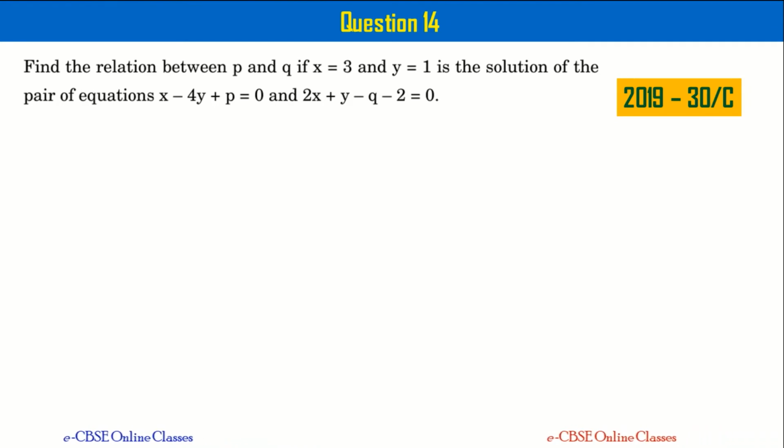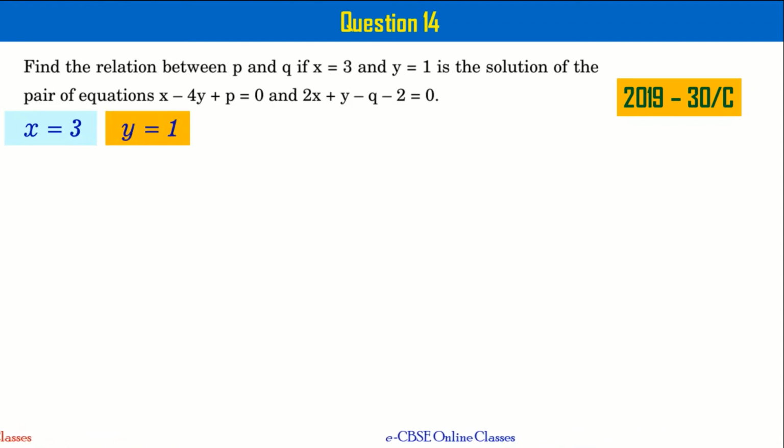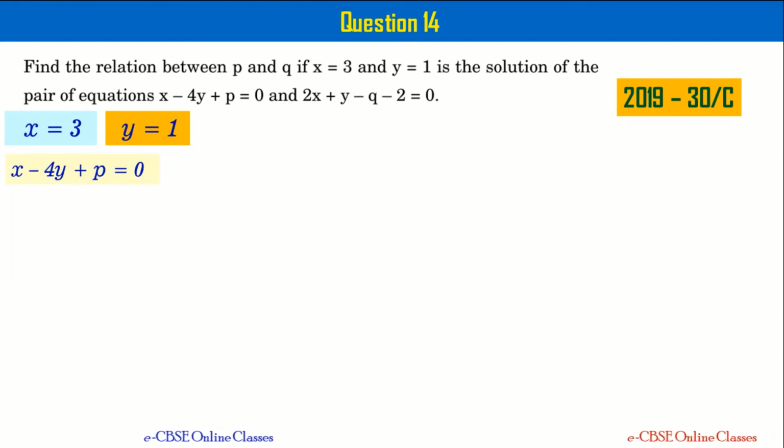If x equal to 3 and y equal to 1 is the solution of the pair of equations x minus 4y plus p equal to 0 and 2x plus y minus q minus 2 equal to 0. These two equations are given. x equal to 3 and y equal to 1 is a solution. It means that these two are going to satisfy the given pair of equations, right?